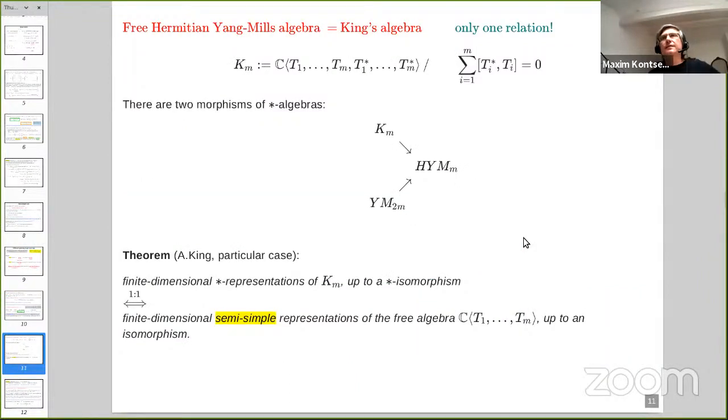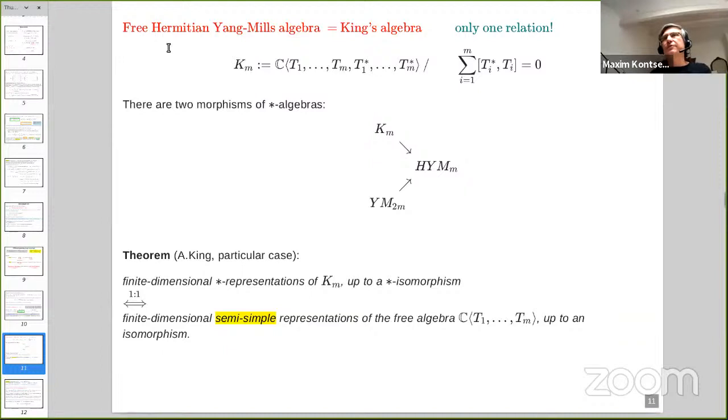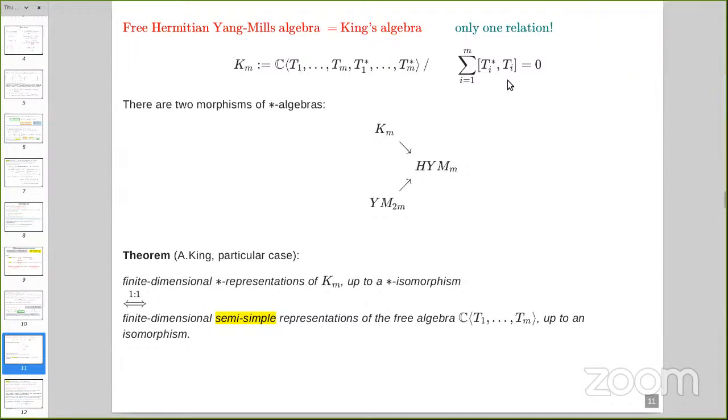Yeah, and then there is something which actually is a pre-projective algebra, which I call King's algebra, because I'm interested in it from the point of view of star algebras. I call it the free Hermitian Yang-Mills algebra. You just forget the commutation relations between the T's separately and the T-stars separately, and you get only one equation in this algebra. People have definitely seen it many times in different aspects, but why it's called King's algebra, I'll explain in a second.